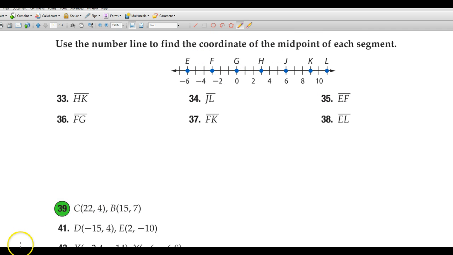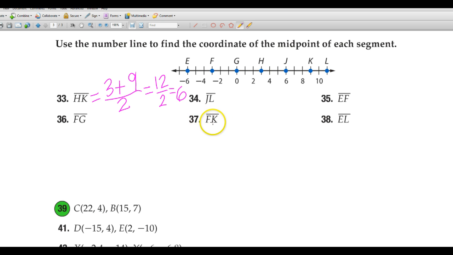Use the number line to find the coordinate of the midpoint of each segment. So the process here is to take half of the sum of the coordinates. So H looks like that would be 3, and K is at 9. And I could also take 9 plus 3. It doesn't matter with the order. So my midpoint would be at 6.